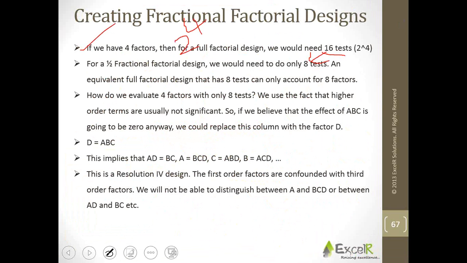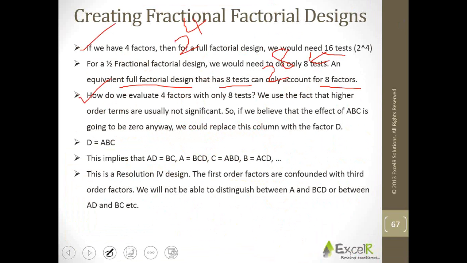An equivalent full factorial design for 8 tests can only account for 3 factors. How would it look? 2 raised to the power 8 would be the number of tests you will have to perform if it is a full factorial design, and it can account for only 8 factors, actually. 8 factors means A is one factor, B is another factor, C is another factor, D is another factor, and so on and so forth.